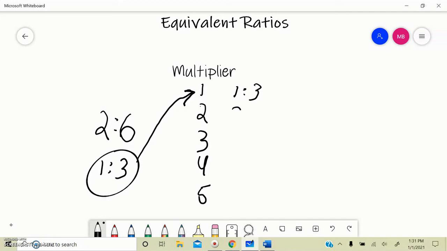So we multiply it by 2, we get 2 to 6. Multiply by 3, we get 3 to 9. 4, we would get 4 to 12. And 5, we would get 5 to 15. Now, this is one way to do equivalent ratios.